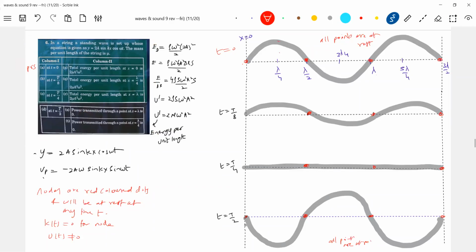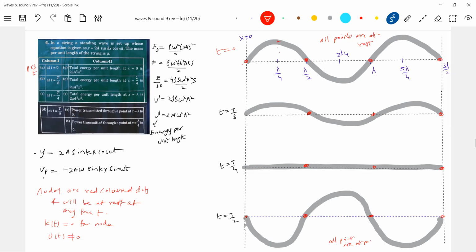What about T? Power transmitted through a point at x equal to lambda by 4 here. What is the state of it? Tension force is acting, but what is the state of the antinode? Antinode will be at rest, no? So what is that instantaneous power? At that instant, there is no power transmission. So therefore, PRST. Now I think we have to look at t equal to T by 8. Okay, let's come for it.